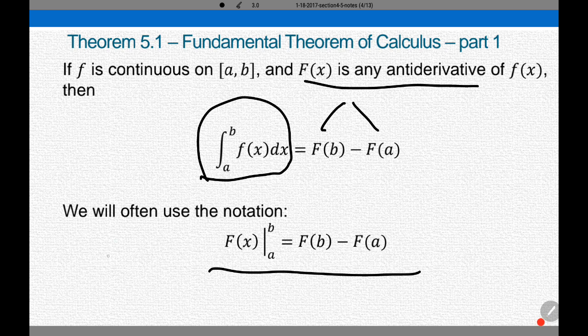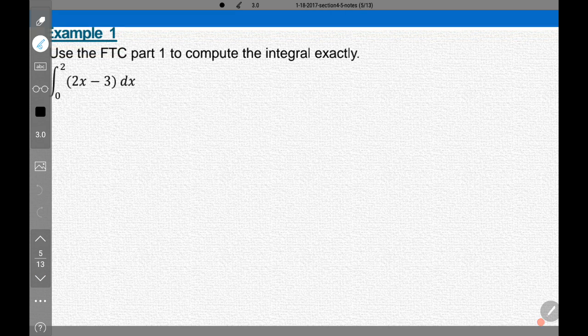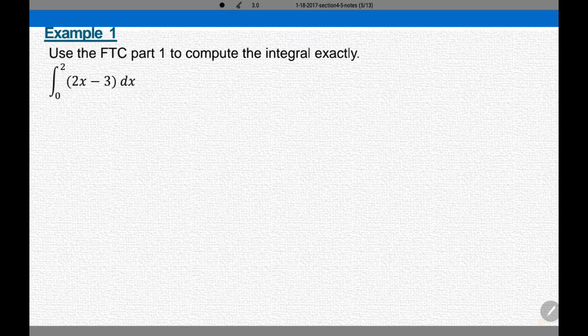So when we do our integral from a to b, we will end up saying that it equals our antiderivative, and then put this little bar from a to b, and it means the same thing. We'll kind of step it out. We'll do step 1, step 2, step 3 each time we do this. Again, I abbreviated the fundamental theorem of calculus here and just put FTC. I'll probably start doing that more.